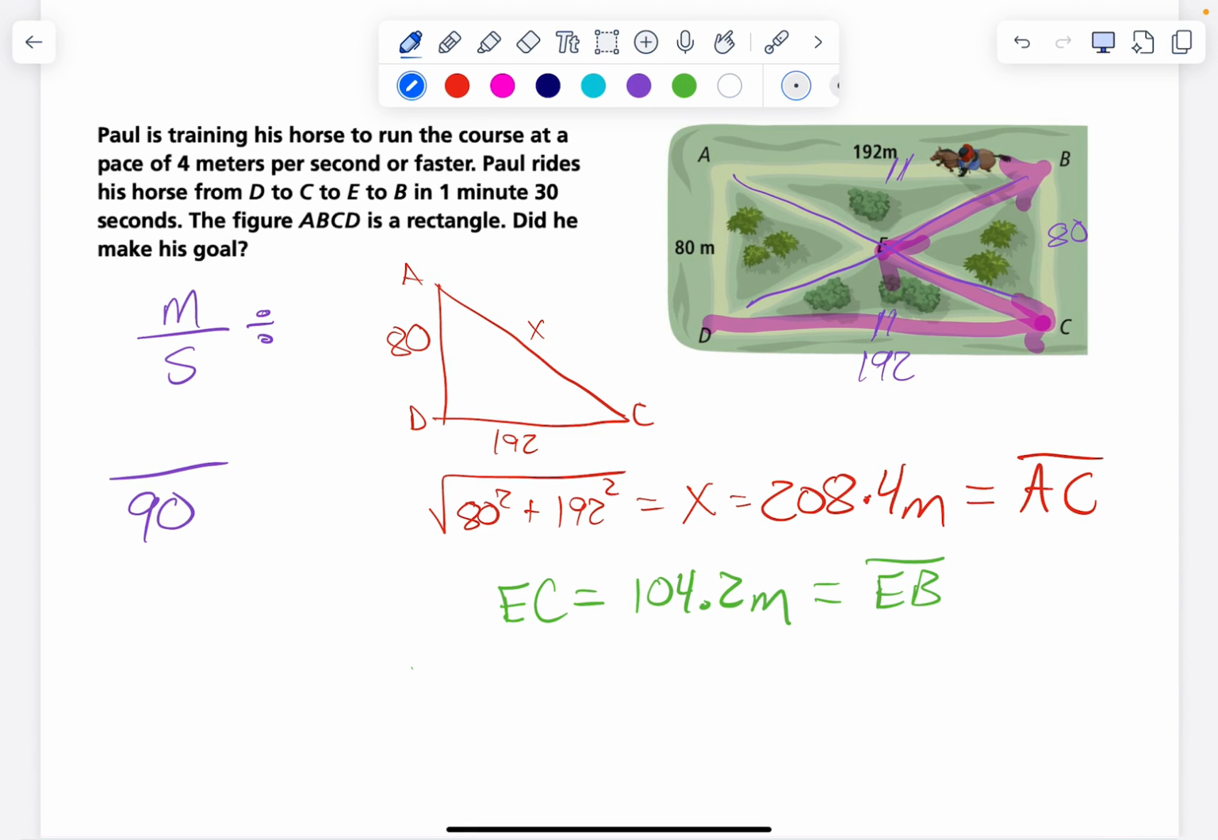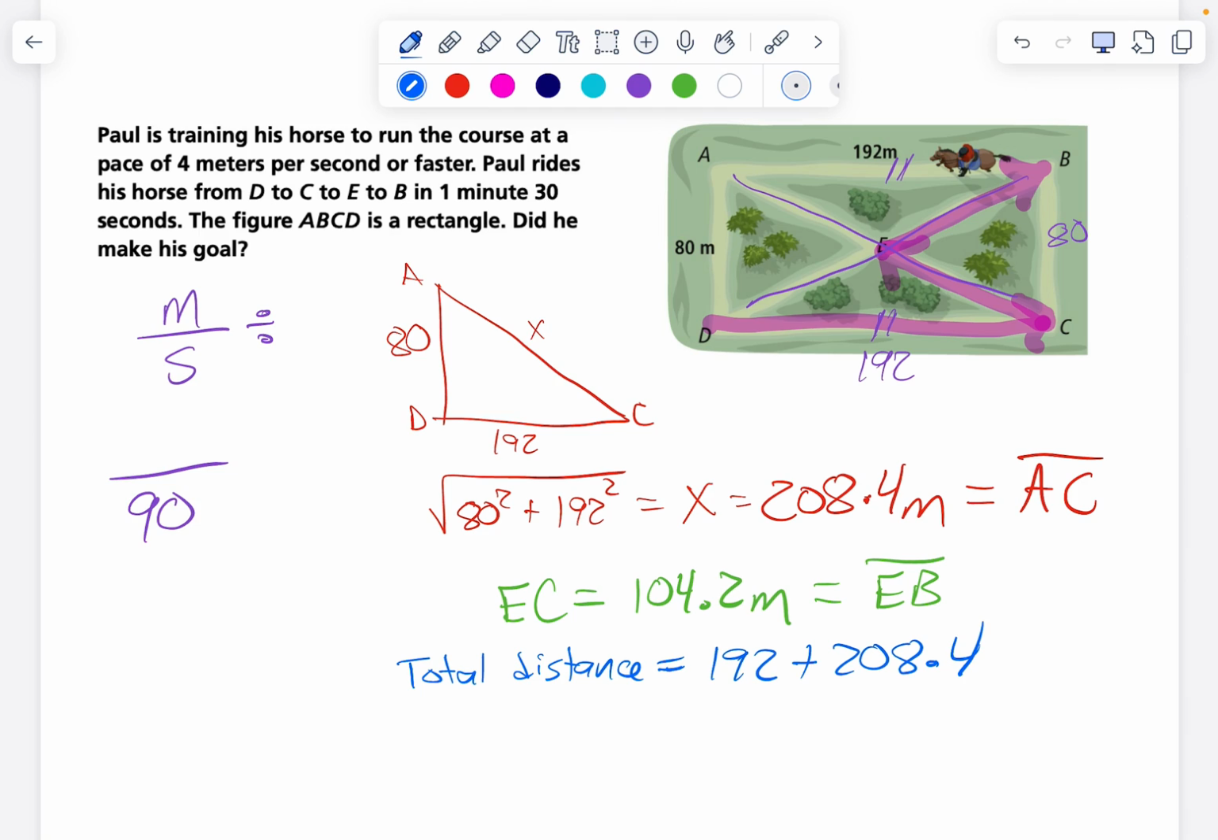So his total distance, we just add those three pieces. So 192 plus 208.4. I'm just doubling the two halves there. And we're going to divide that by the total time, which was 90 seconds.